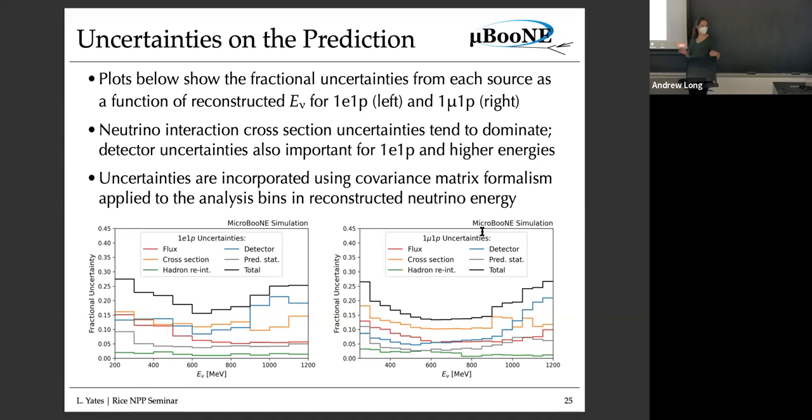Why do you list the 1E1P and the 1mu1P together? Do you want to show they are similar, or?